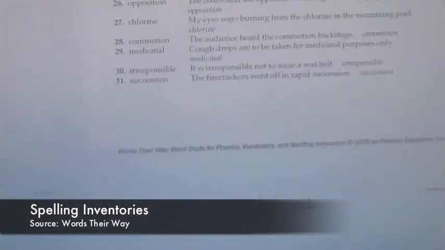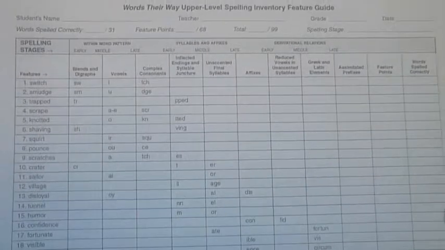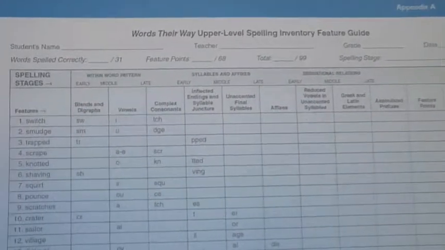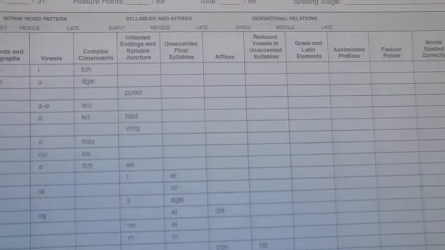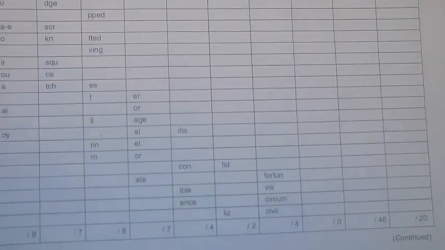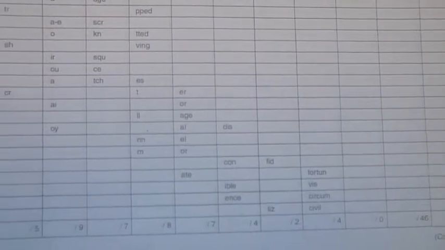Moving on to the Words Their Way resource book, what you see here is a spelling inventory. They're available for elementary, primary, and upper elementary grade levels. These spelling inventories are a great way to track what areas your students are strong in and what areas they need further work in when it comes to spelling.